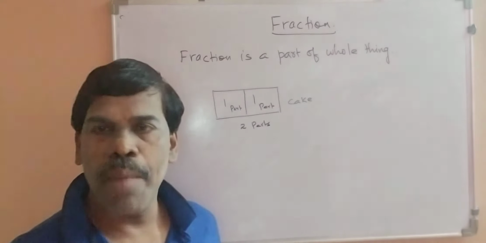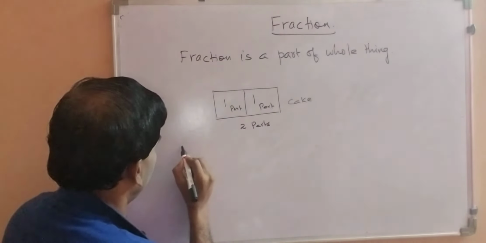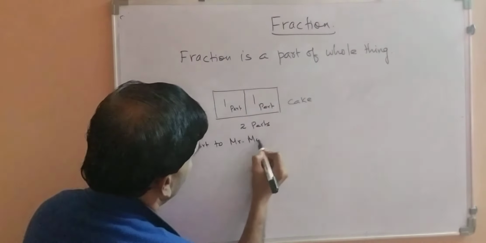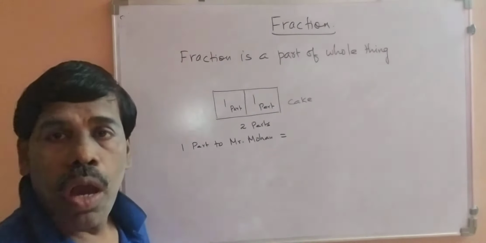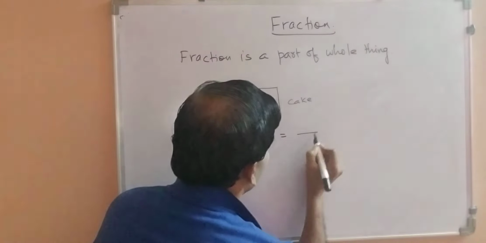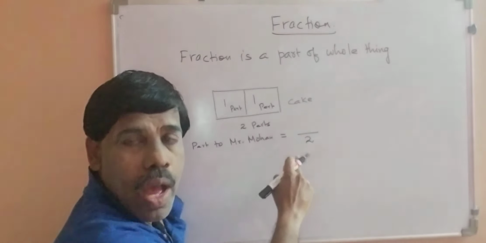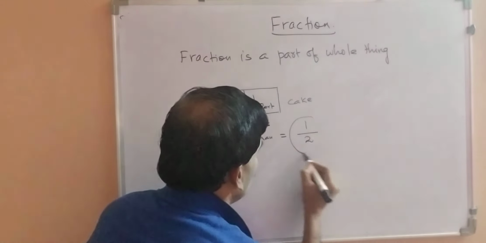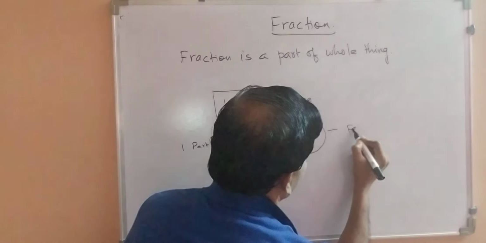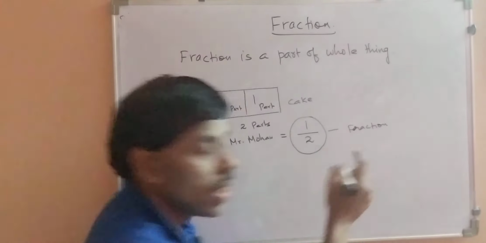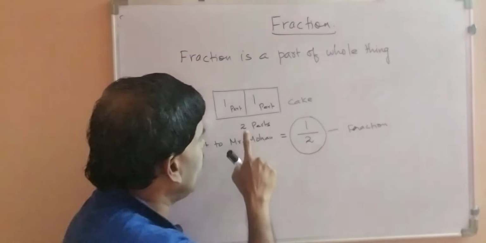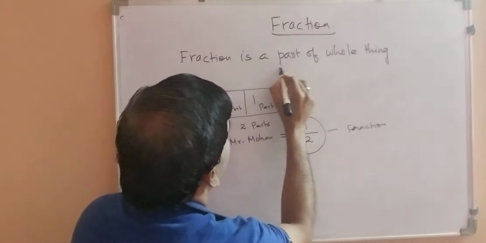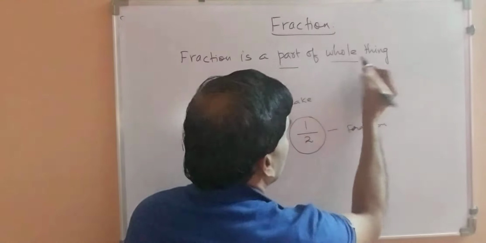Now I am going to give one part to Mr. Mohan. How many parts are there? Two. Out of two, I am going to give one to Mr. Mohan. This is what you call a fraction. See, I am not going to give the whole thing. Two parts I am not giving. I am going to give one part. So, a fraction is a part of the whole thing.